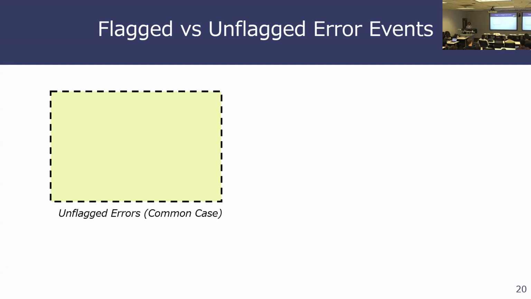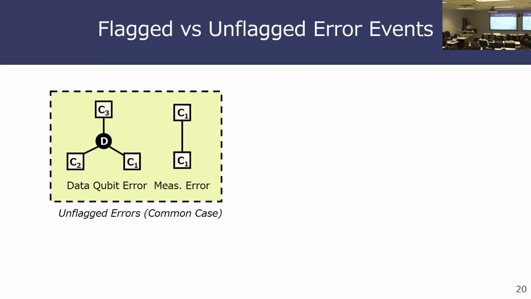And here's the common case. The common case is obviously going to be that I don't have any flag bits flip at all. And this is probably as simple as a data qubit error. For example, in the color code, a data qubit error will flip 3 check bits. You can also have a measurement error on your check qubit. Let's say the first time you measure your check qubit, you get a 0, and the next time you get a 1. You have to also be able to handle this, for example.